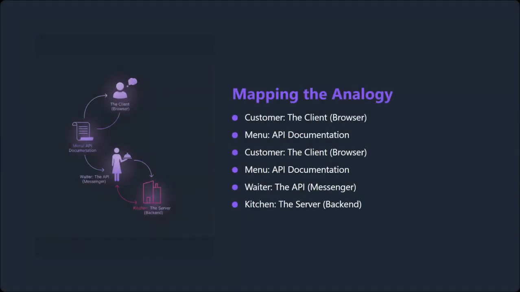Let's quickly map these roles one more time. The customer is the client/front end, the waiter is the API, the kitchen is the server/back end, the menu is the API documentation. If you remember these four, you'll never be confused by a full stack diagram again.